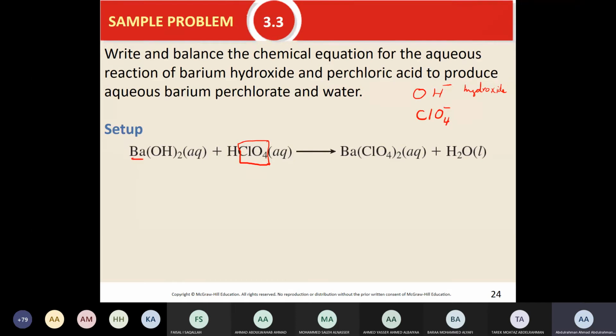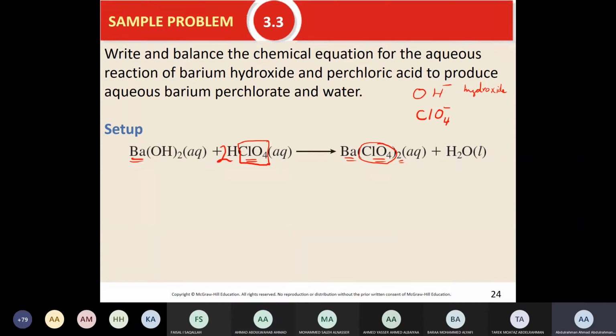I have how many Ba on this side? One. So still one here. Is it balanced? Yes. How many perchlorate do I have on this side? One. How many here? Two, not 8, two. Because I will use this as one group, so I have 2 of them. So how can I make this balanced? Multiply by 2.